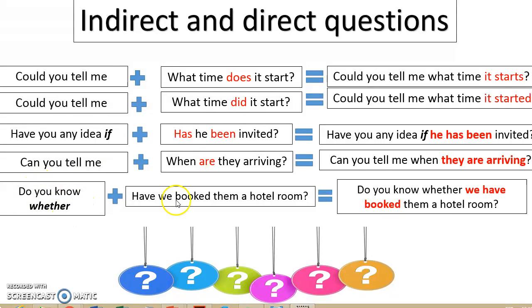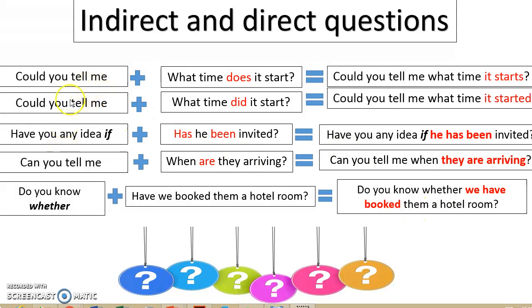Finally, I have here one more with a yes/no question, but observe something curious, which is whether. Whether is a word that means the same as if. There's no difference between whether and if. So you say, do you know whether, right? And then the question that I have here, which is a yes/no question, is, have we booked them a hotel room? Again, the options here would be yes we have or no we haven't. And I have here, do you know whether we have booked them a hotel room, right?